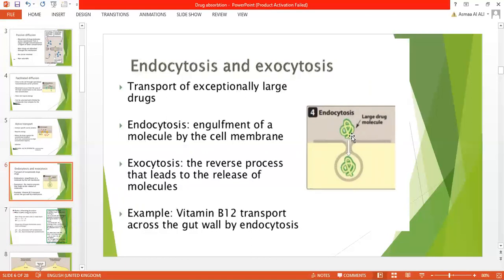While exocytosis is the reverse of endocytosis and is used by cells to secrete many substances by a similar vesicle formation process. For example, vitamin B12 is transported across the gut wall by endocytosis, whereas certain neurotransmitters such as epinephrine are stored in intracellular membrane-bound vesicles in the nerve terminal and are released by exocytosis.